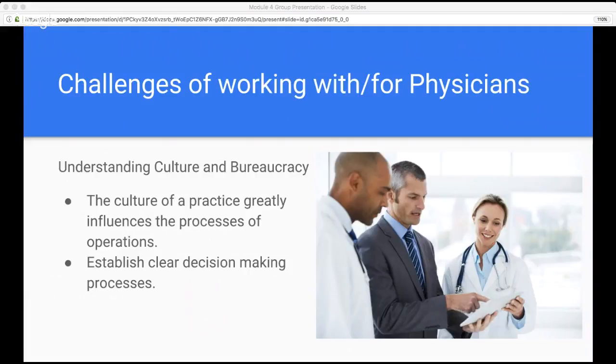The bureaucracy. As there are different types of physician group practices, there are as many different types of bureaucracies between managers, administrators, and physicians. The culture of the practice heavily influences the bureaucracy. Some physicians prefer to be involved in many of the business decisions of the practice, whereas some prefer to let the manager or administrator take the reins. It is critical to establish clear decision-making practices between you and the physicians. Bureaucracy should be set up to serve physicians' needs.